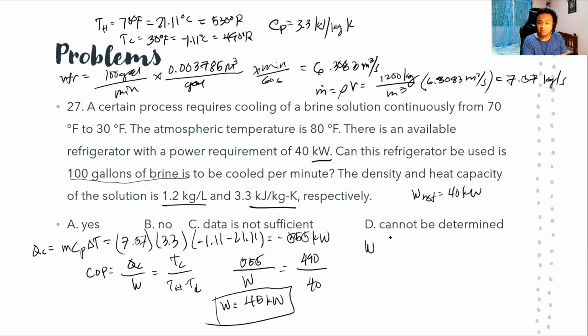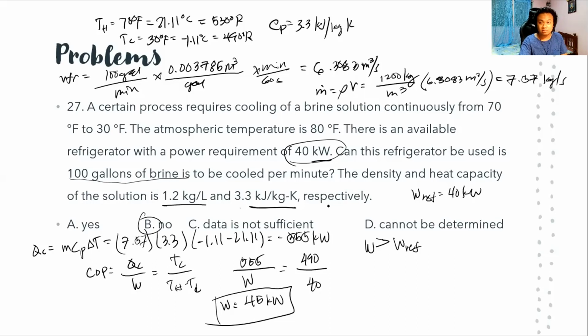power, diba? So meaning our given refrigerator of 40 kilowatts cannot cool 100 gallons of brine per minute because it needs 45 kilowatts. Okay, so it is greater than our given ref. So the answer is no. It's letter B. Okay, so no, letter B.